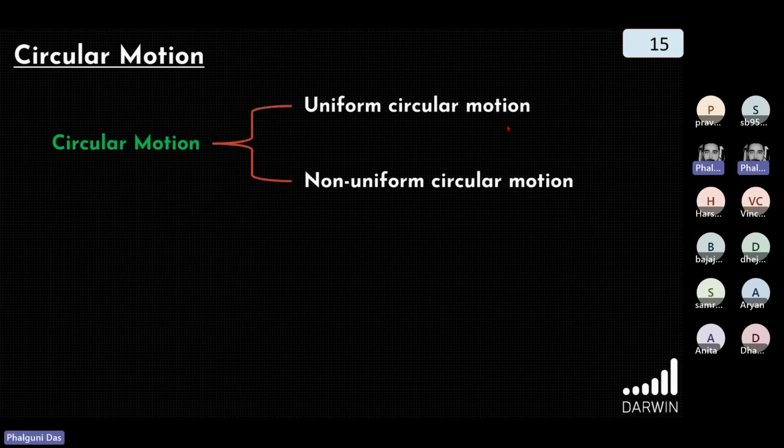Now, depending on its speed, like how the particle is moving along the circle, it is mainly categorized into two types. One is called uniform circular motion, the other is called non-uniform circular motion. So first, what is uniform circular motion? Uniform circular motion is when an object moves in a circular path with constant speed. During the motion, the speed has to be the same.